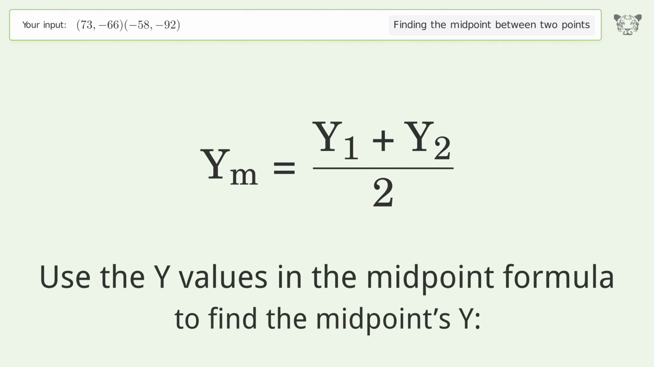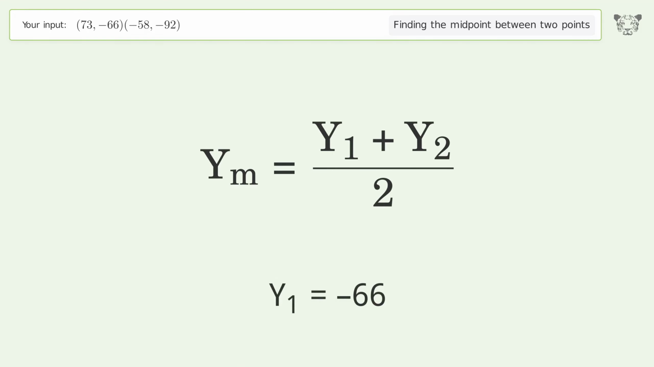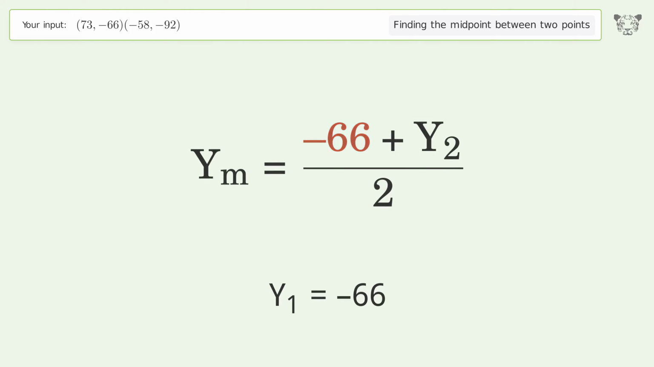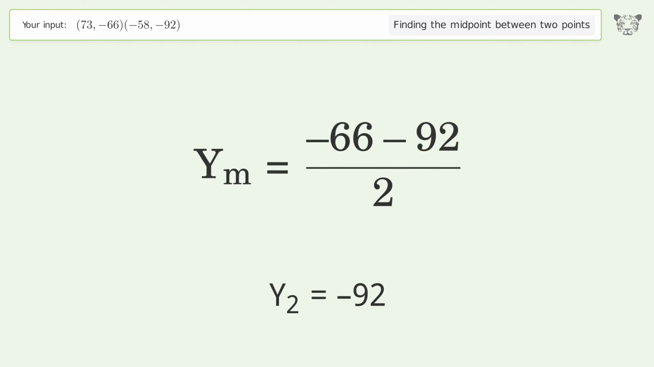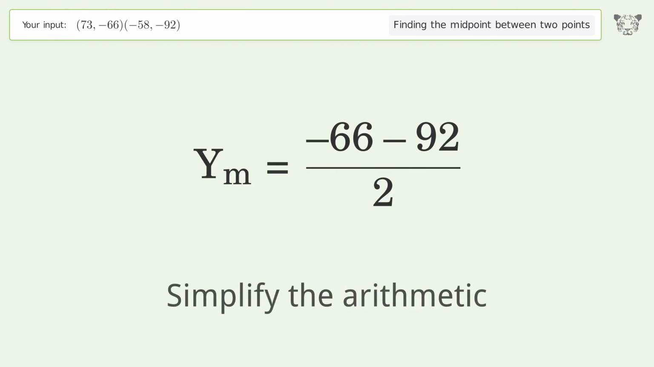Use the y values in the midpoint formula to find the midpoint's y. y1 equals negative 66. y2 equals negative 92. Simplify the arithmetic.